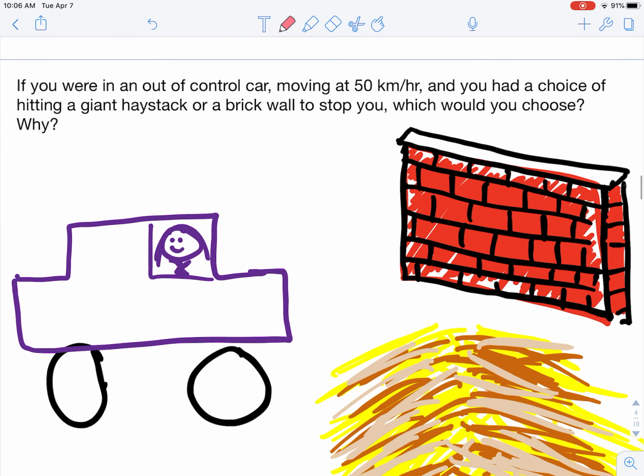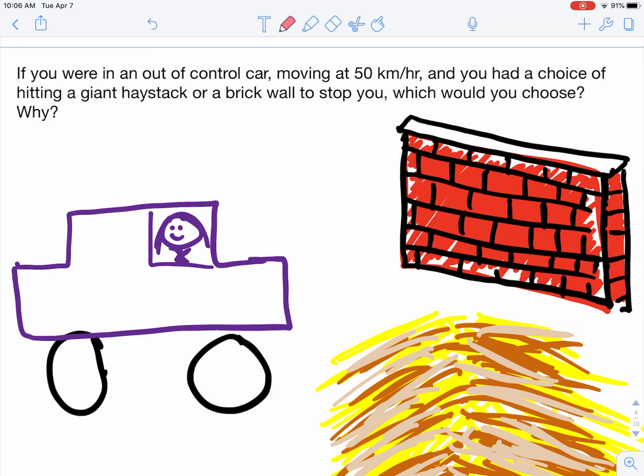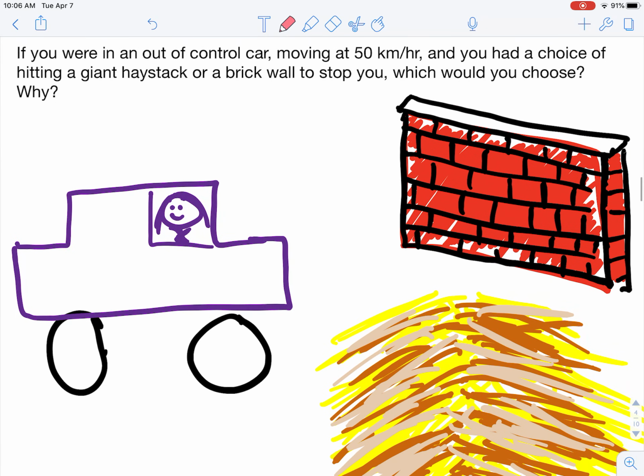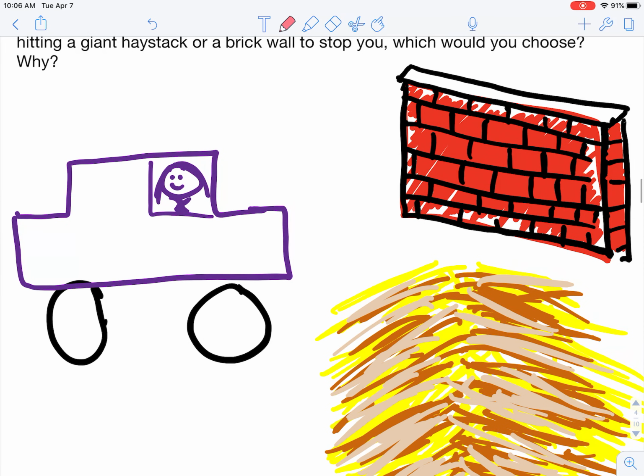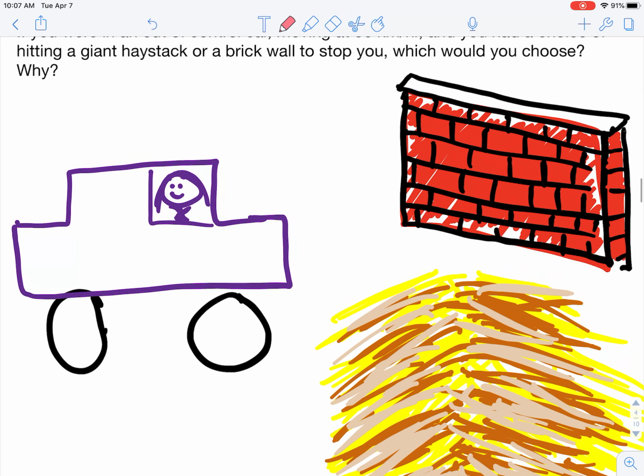Great, I have another example for you. Let's say you're in an out-of-control car moving 50 kilometers per hour and your brakes fail. You need to stop. So you have a brick wall in front of you and a giant haystack. Both are capable of stopping you. Which of these two objects would you choose to hit to slow you down?